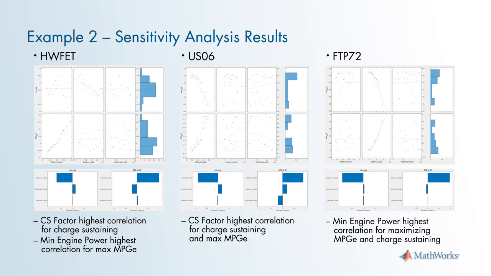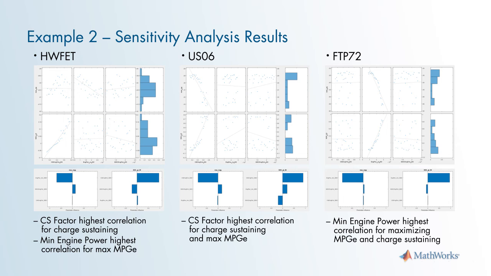So for the highway FET, the charge sustaining factor had the highest correlation for charge sustaining, but the minimum engine power had the highest correlation for maximizing your MPGE. And for US06, the charge sustaining factor had the highest correlation for both charge sustaining and maximizing your MPGE. And for your FTP 72 cycle, the minimum engine power had the highest correlation for maximizing MPGE and charge sustaining.